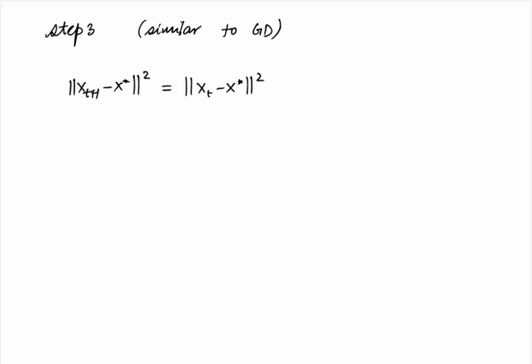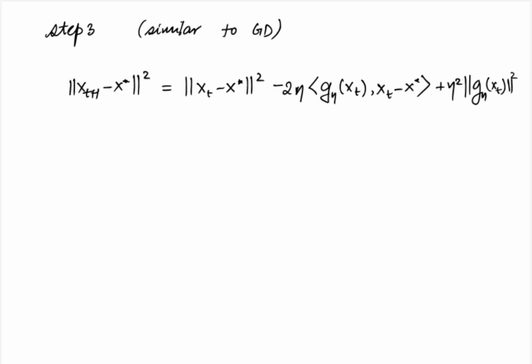Let us come to step 3. The rest of the proof is in fact the same way as the unconstrained gradient descent. We can write down the update equation and take norm square so as to get xt plus 1 minus x star norm square equal to xt minus x star norm square minus 2 eta inner product of g eta of xt, xt minus x star, plus eta square norm square of g eta of xt.